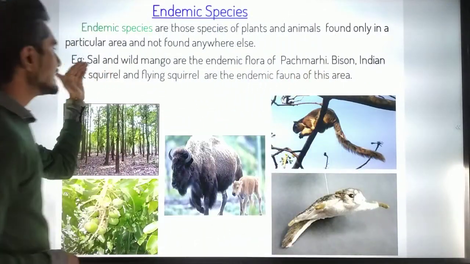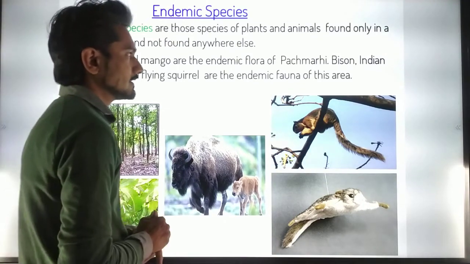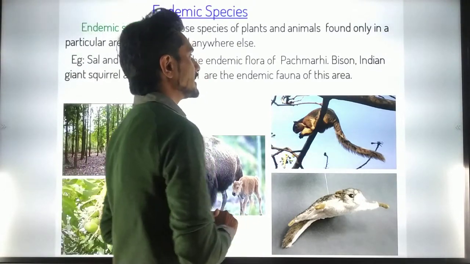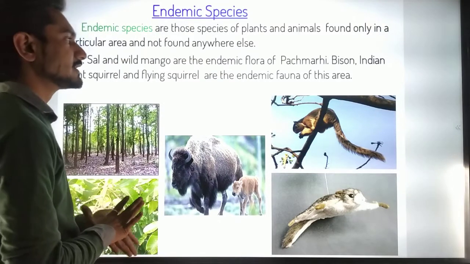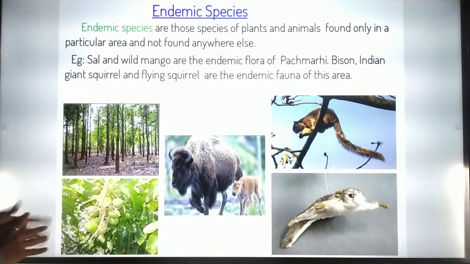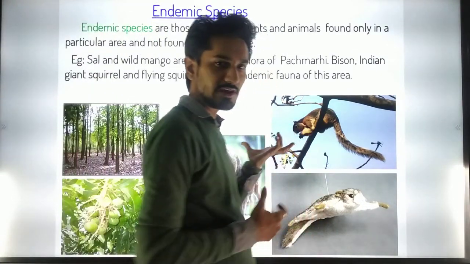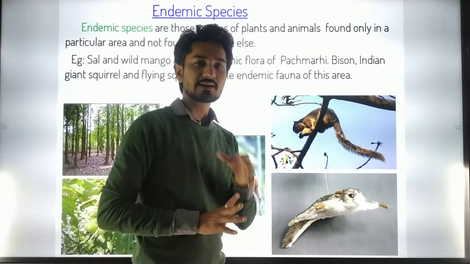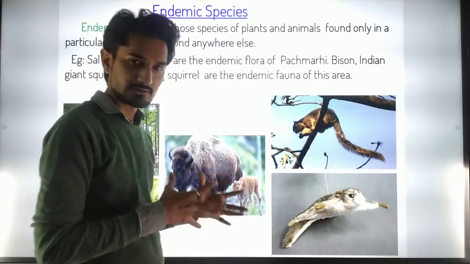Like sal and wild mango are the endemic flora of Pachmarhi. Bison, Indian giant squirrel and flying squirrel are the endemic fauna of this area. See, they have given us the idea regarding Pachmarhi, but I have given you the example of the polar bear. So you can write it down, you can also write that into your notes.